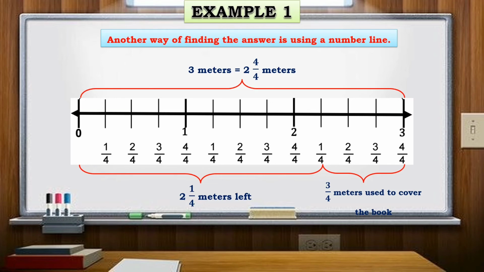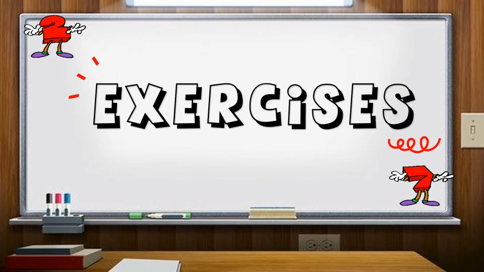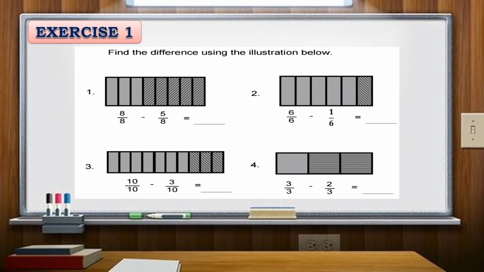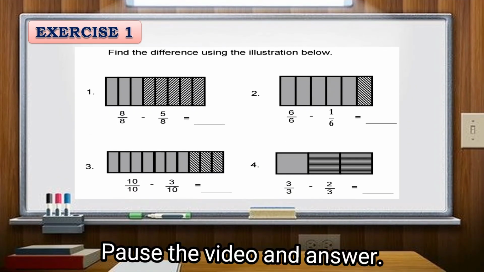Always reduce your answer to lowest term if necessary. Since 1/4 can't be divided by any number except 1, it is in its lowest term. Let's do some exercises. Find the difference using the illustration below.